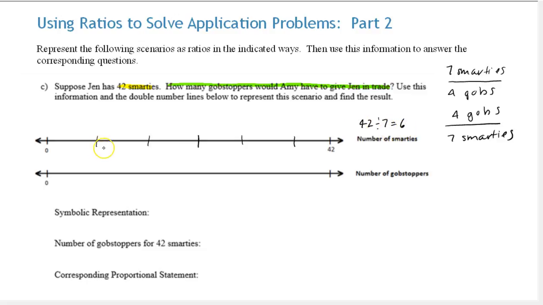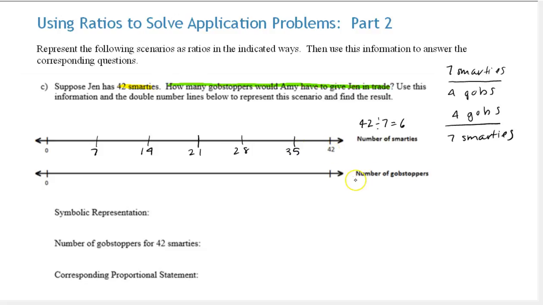So now each of these units is going to represent 7 more Smarties. So we'll start at 7 and we'll count by 7. 7, 14, 21, 28, 35, and then 7 more is 42.